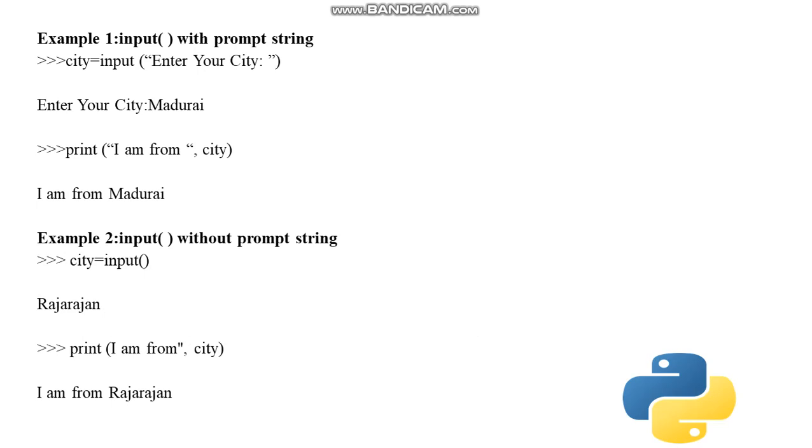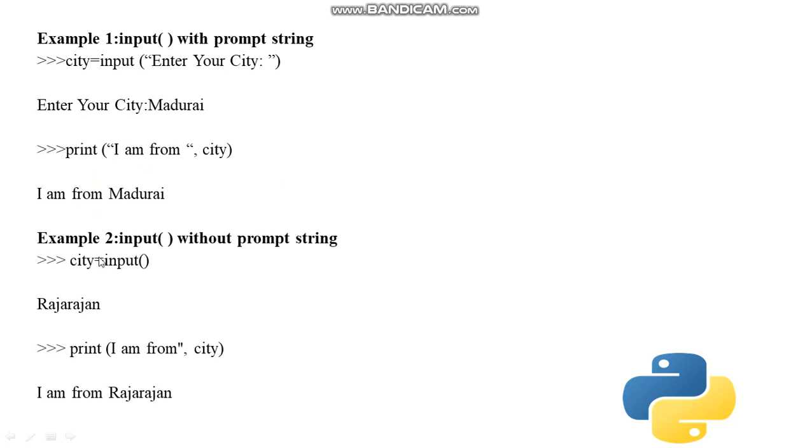For example, I am taking variable city equals input, enter your city. So enter your city is your prompt string. So it will give me output as enter your city, where I can enter any city name you want. And I'm printing I am from city, which is the variable. So it will give me as I am from Madurai.